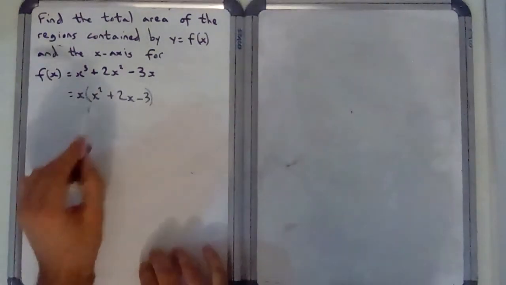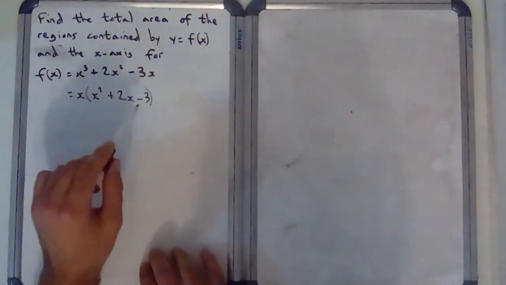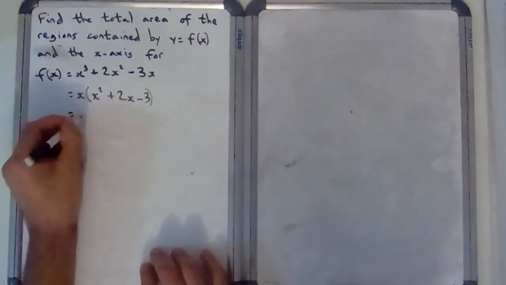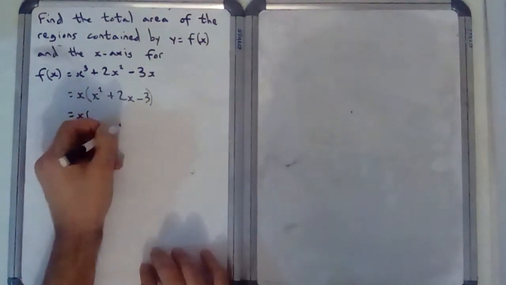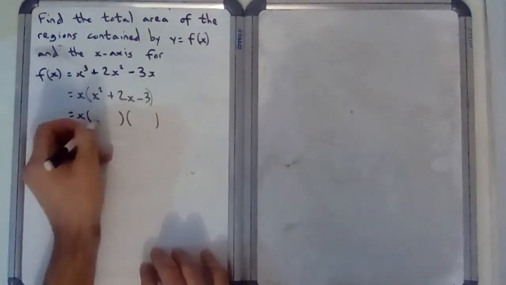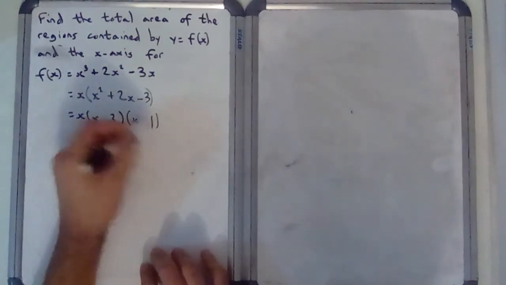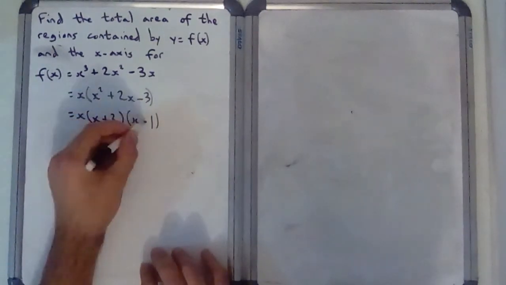And then if we look at that x squared plus 2x minus 3, if you look at factors of 3, 3 and 1, you can make a 2 with that if they're different signs. So that equals x times x, and you've got a 3 and a 1. And it's got to be plus 3 and minus 1.